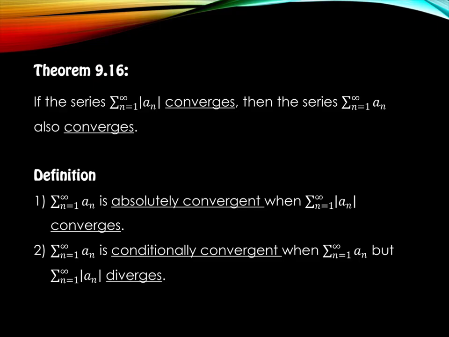That's not the alternating series test, right? So that's something else. It should have a name, and it does. You can see below, definitions. The summation from n equals 1 to infinity of a sub n is absolutely convergent when its absolute value converges. And it is conditionally convergent when the summation of a sub n converges, but the absolute value one does not.